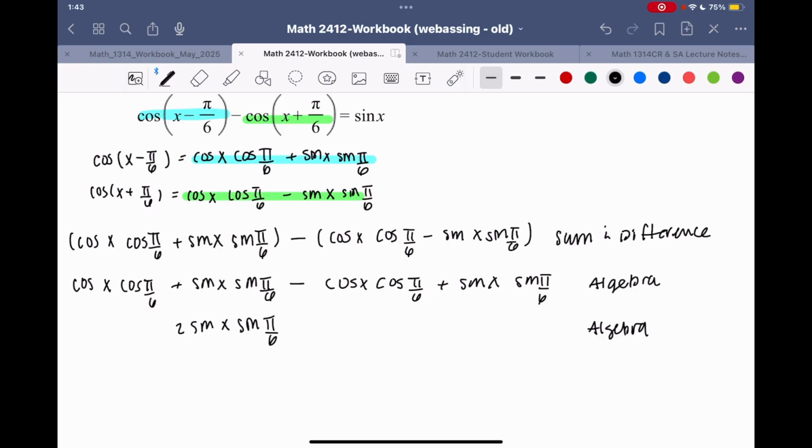So sine of pi over 6 is sine of 30. Sine of 30 is 1/2. So we get 2 sine of x times 1/2. So I'm just left with sine of x because these halves cross out. And then we're just going to call that evaluation. I think that's what they call it in the book. And the left is just algebra.